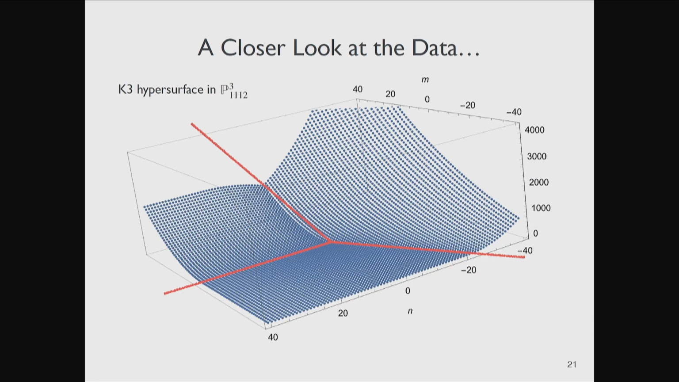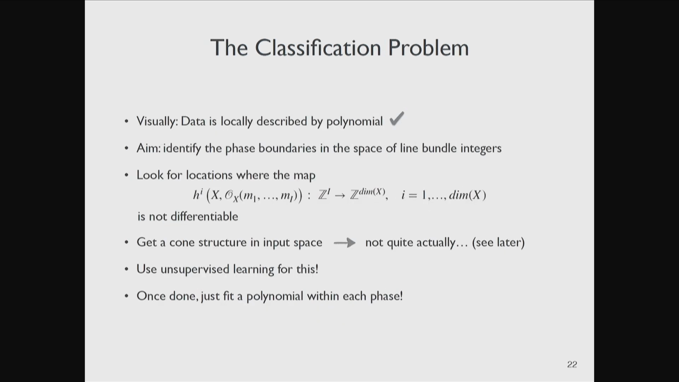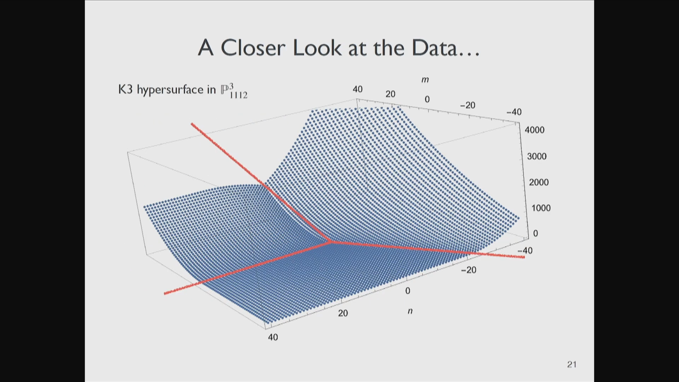A closer look at the data then shows that maybe we should figure out what this line, this line, and this line are, and then cut the space of inputs into these three regions and simply do a polynomial fit. Well, it's not that simple, actually, it turns out. Visually, indeed, it's described by a polynomial locally. That's what we've seen. And we want to identify these faces, which are naively just these three here.